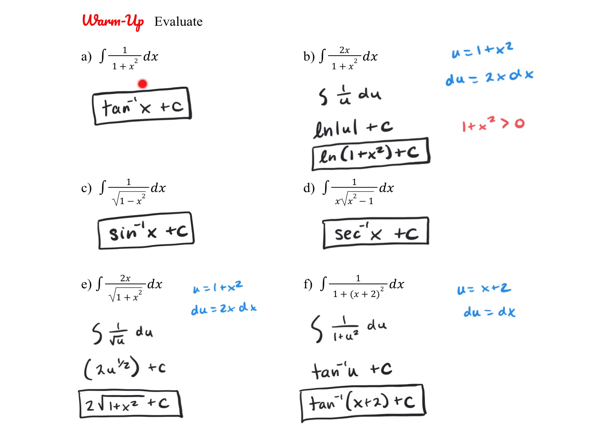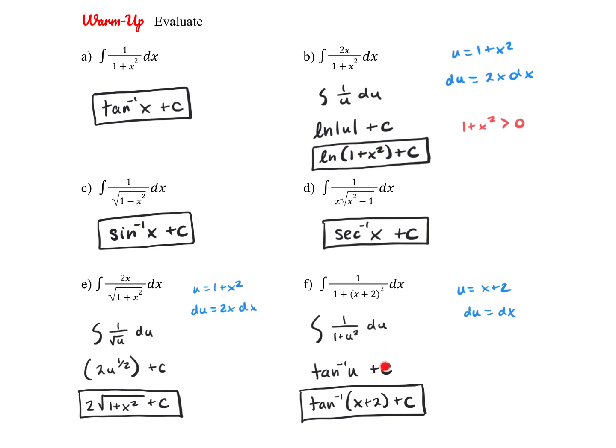So some of these hopefully you just recognize right off the bat, like for arctangent, arcsine, and arcsecant. So hopefully you remember those integration or your derivative rules backwards. But for number B, we do need to use U-sub to help us with this one. Note here, the antiderivative is the natural log of the absolute value of U. When we substitute back in, 1 plus x squared is always positive, so we don't need the absolute value signs.